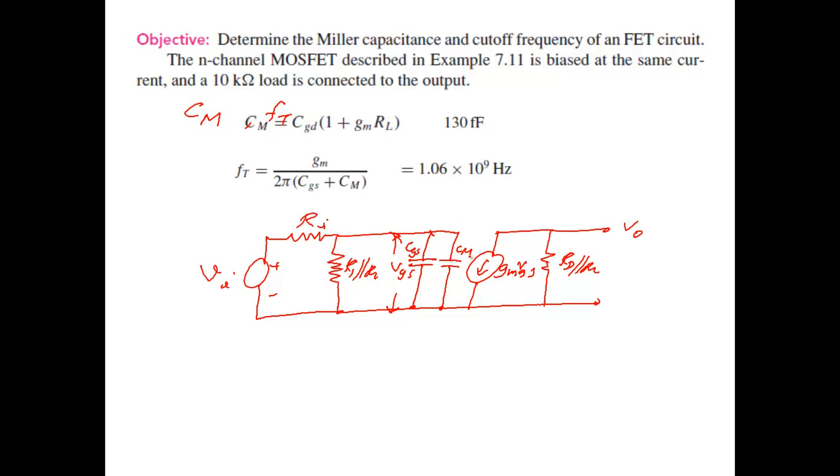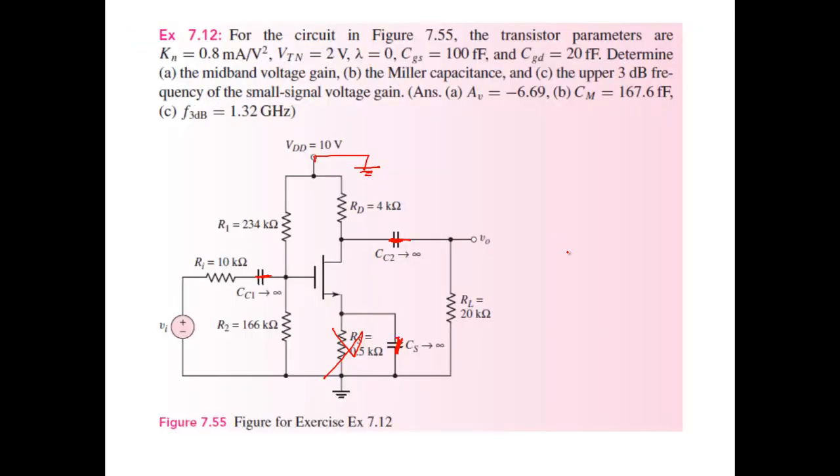So they are basically asking you to find out CM. The CM equation is basically CGD times (1 plus gm RL). CGD is known, but gm is not known. How will you find gm? Basically, you have to do a DC analysis on this. Do a DC analysis, convert the circuit like this. This is an N MOSFET, and you will have VDD, this is your RTH, this is VTH.